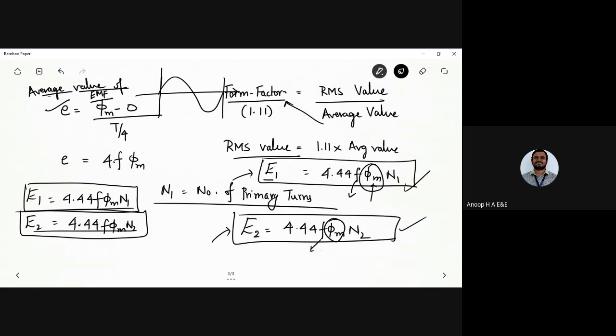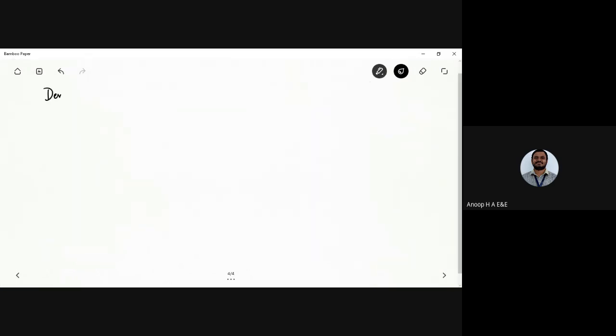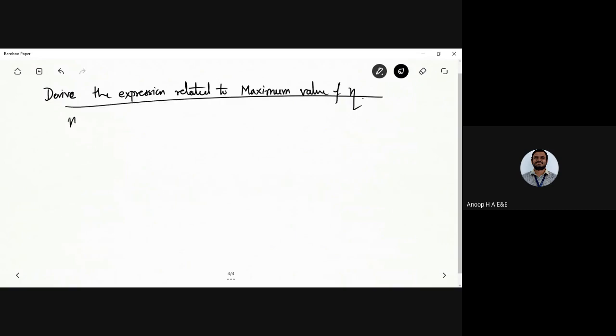Which is the condition for maximum efficiency. All right, so with that, I'll be highlighting the derivation. Both the derivations are important. Derive the expression related to the maximum value of efficiency. So we'll be finding out eta max.